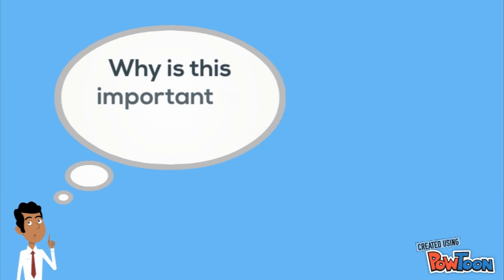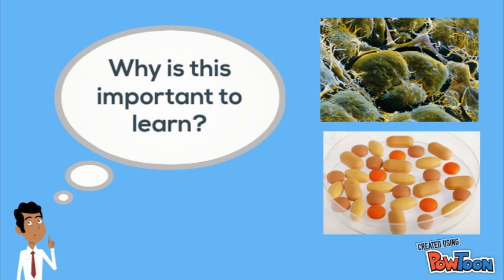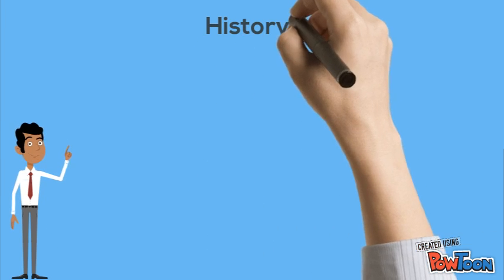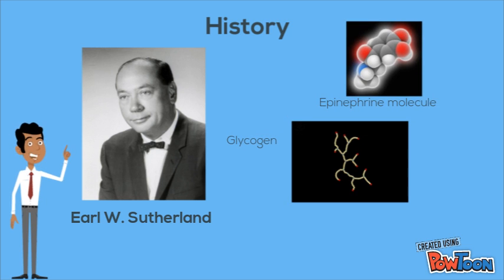Cell communication is important to learn because it can show us how cells respond to certain medicines. Cell communication can also tell what viral and bacterial cells are doing, and we can use that information to stop them from harming us and other creatures further. Earl W. Sutherland discovered cell signaling while observing the breakdown of the storage polysaccharide glycogen by animal hormone epinephrine.